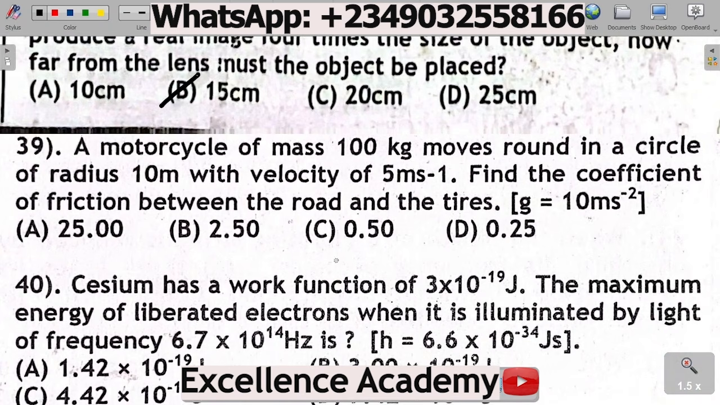So looking at the options there, option D is the correct answer, 0.25.